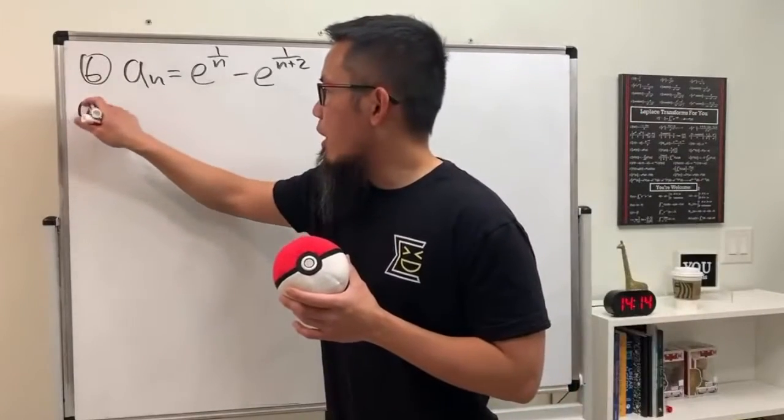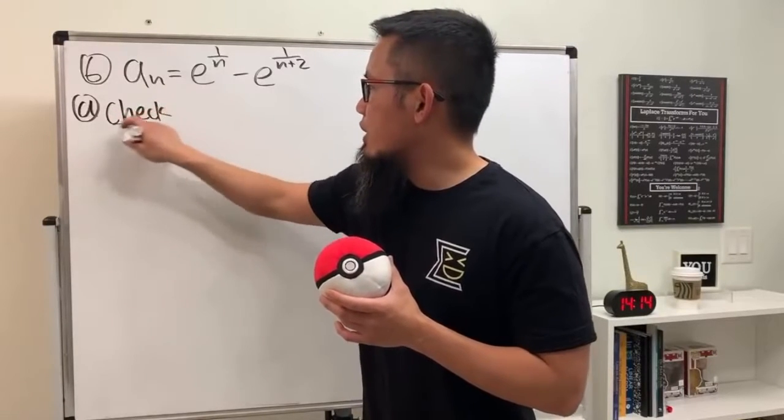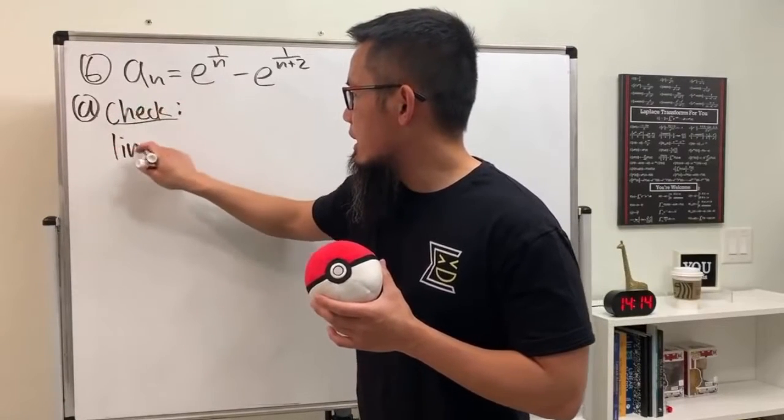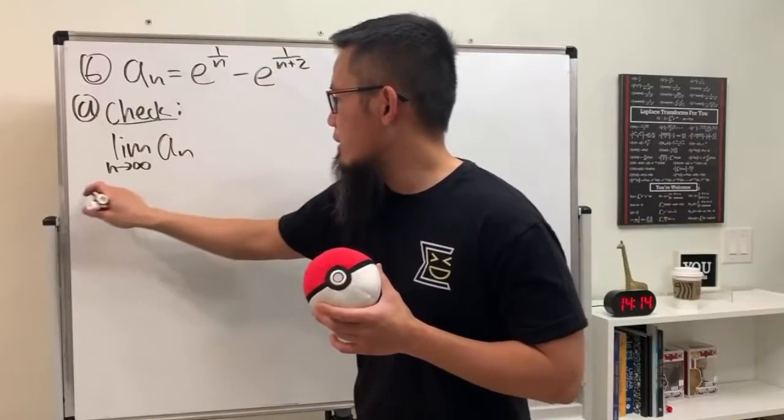Again, first part, does an converge or not? So let's go ahead and just do the check. So we're going to check the limit as n goes to infinity, and then just this right here, right? So an.